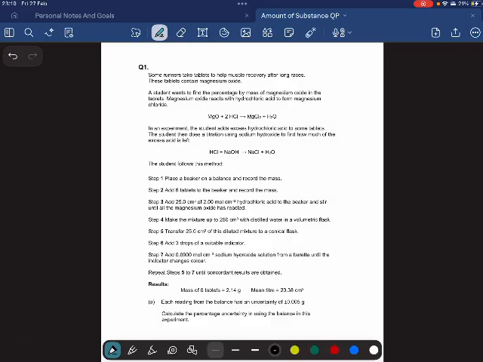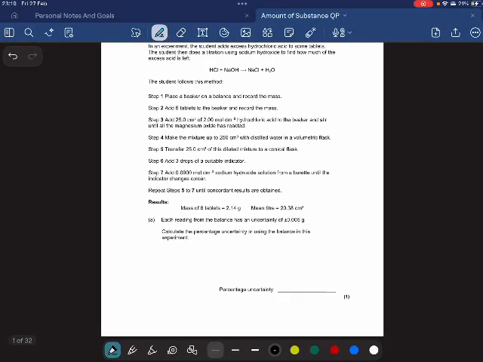So this usually, when you have 1 to 7 steps, is a back titration question, which means you work from the bottom upwards. So you start with step 7 and work your way upwards. But before we do that, let's answer question A, which talks about percentage uncertainty.